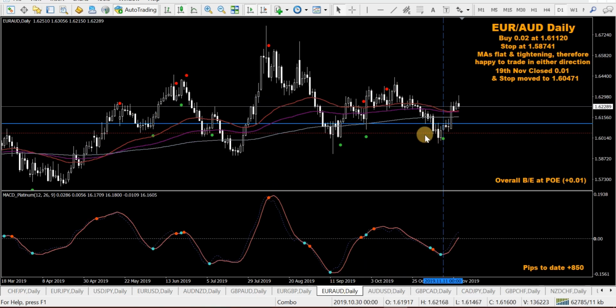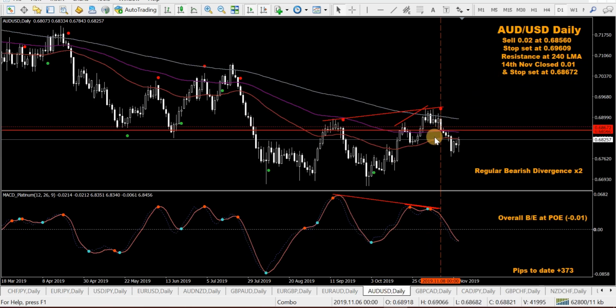Euro Aussie in a buy back here from last week. Today I closed half. Look like a genius. Closed half and stop moved up. The reason I closed half, MACD Platinum through the zero level. So just protecting my interest now. So that's going all right.